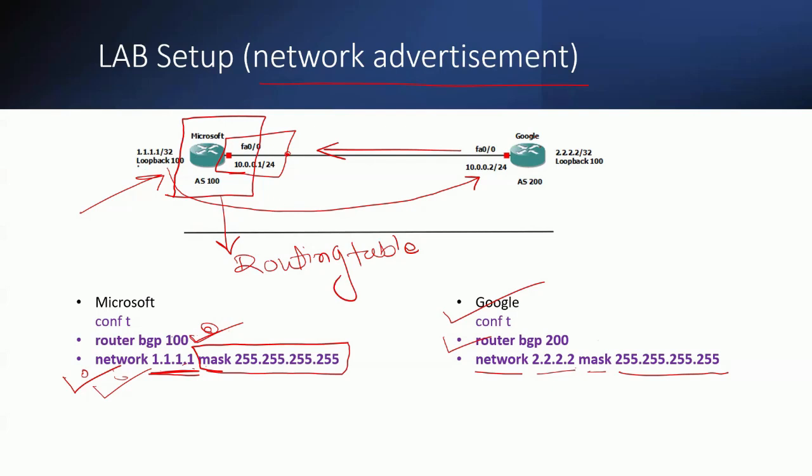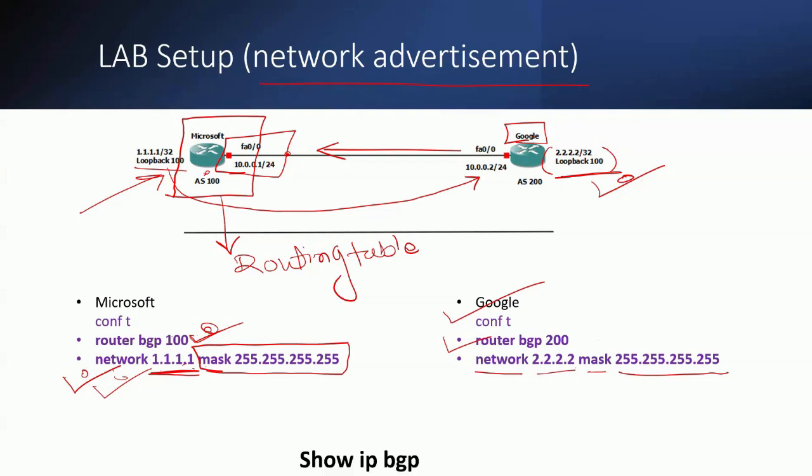Why have I selected loopback? Because loopback is a directly connected interface for the local router. Same way over here, this loopback is directly connected to the Google router. So that route is present in the routing table of Google so that it can be advertised to its neighbor. Because of this reason, I have created the loopback, so it will be a part of the local routing table. I hope the network advertisement and its purpose are clear.